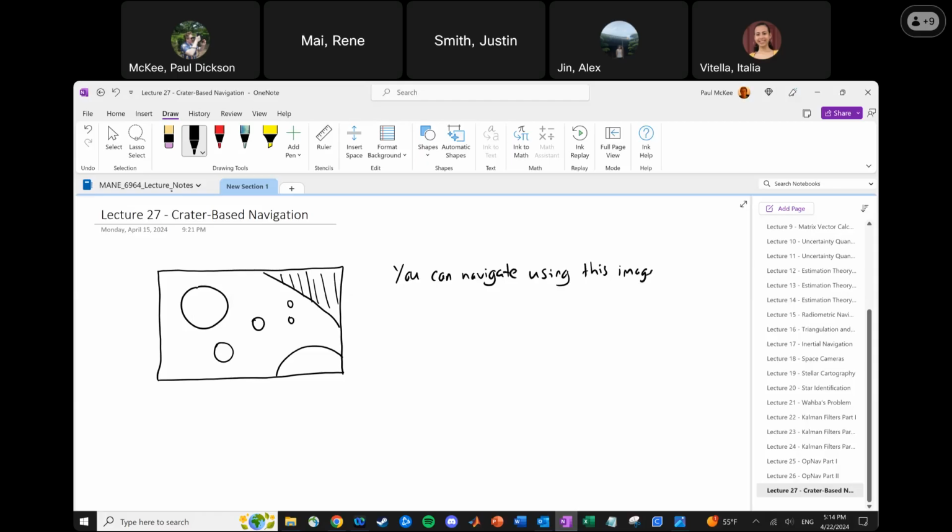Now let's sharpen the pencil on that. When I say navigate, I mean 2 things: spacecraft position with respect to the moon, and attitude. So my open question, and anybody who's feeling brave can key in their microphone and talk about this: how do we do that? How do you navigate using this particular image? What are our options?